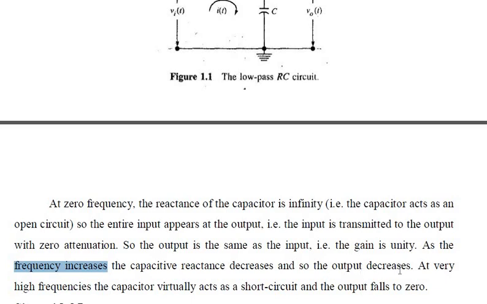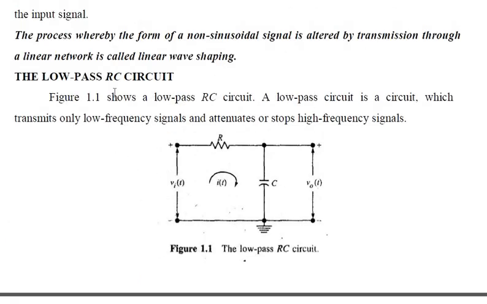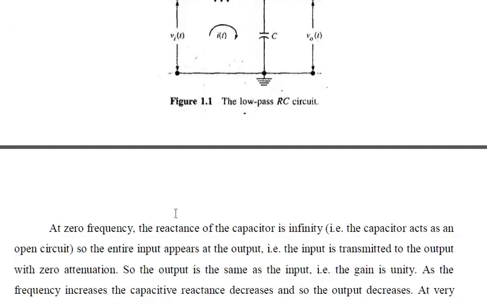So the output will also be decreased, meaning you will not be getting the same output that we have given at the input side. At very high frequency, the capacitor virtually acts as a short circuit and the output falls to 0, meaning there is no input value that will be shown at the output. So obviously your output will be 0. This was about your low pass RC circuit.